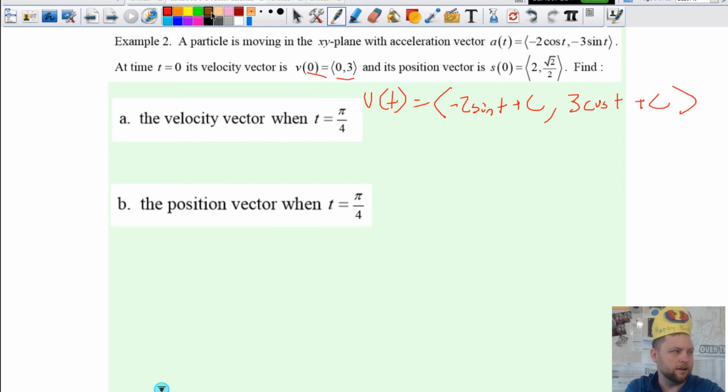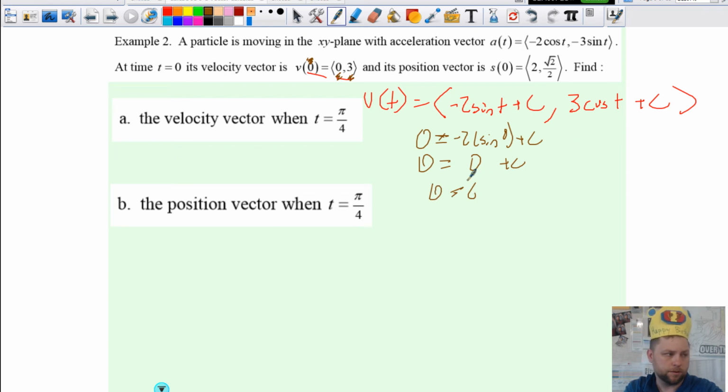Now for each of those, I've got to figure out the plus c. If you know at v of 0, so when t equals 0, x is 0, and that's 3. So on the x side, 0 equals negative 2 times sine of 0 plus c. Sine of 0 is 0, so 0 plus c equals 0, so c equals 0. Over here, I'm going to get 3 equals 3 times cosine of 0 plus c. So 3 equals 3 times 1 plus c, so c also equals 0. That's nice of them.